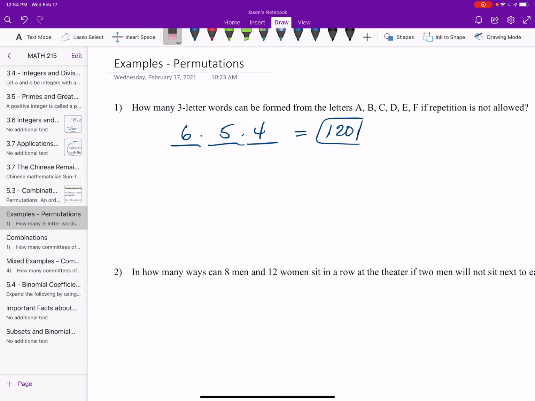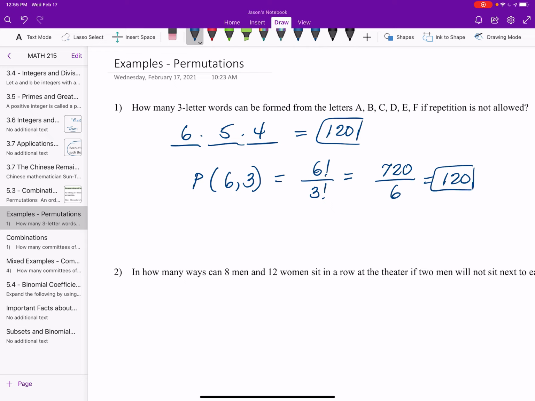Or you could say, P(6,3), which would be 6 factorial over 3 factorial. Now on your calculator, you can calculate factorials, or you can just go 6 times 5 times 4 times 3 times 2 times 1. I just happen to know that 6 factorial is 720, and 3 factorial is 6, and that gives us 120 either way. So you can always go back to the fundamental counting principle if you want to, at least when order matters. When we get to combinations, we're not going to be able to do so that easily.